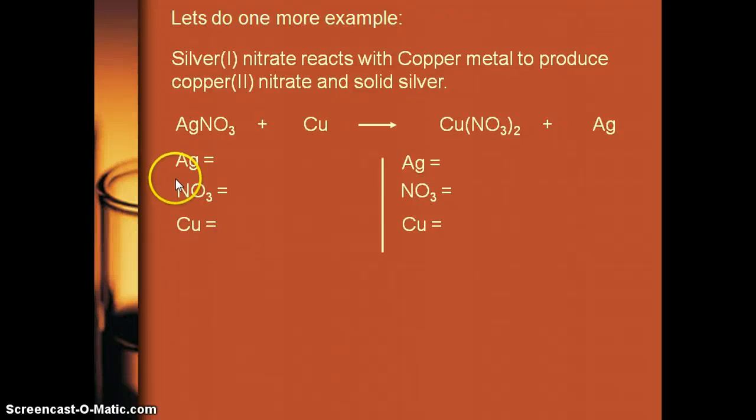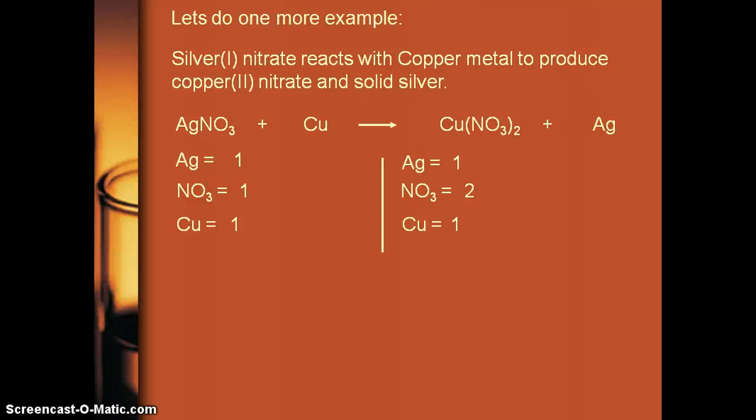Now, remember that I am not going to break up our NO3 simply because our NO3 is a polyatomic. It's going to stay together. It's going to stick together. So that nitrogen is not going to separate from these oxygens. So we count all of our silver, our nitrate, and our copper. So on the left we have 1, 1, and 1. And on the right in our products we have 1, 2, and 1.